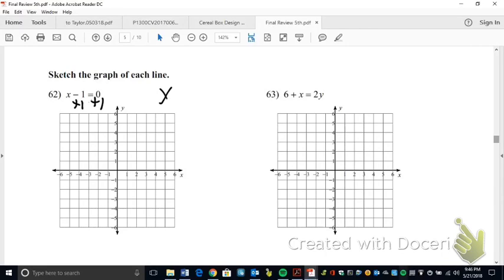Here, we're going to add 1 to both sides. We get x equals 1. X equals 1 is a vertical line at 1. There you go.